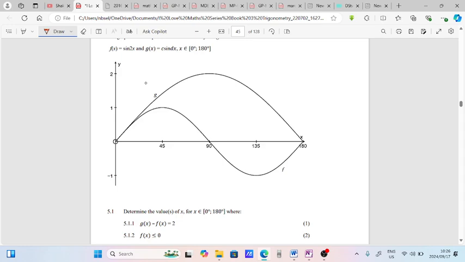Y value of g minus y value of f. What do you see? What is the y value here? For g, y is 2 again. Then for f, it is 0. So what is 2 minus 0? That is 2. Then at what x value? Because they are looking for the x value. So simply x equals 90 degrees.